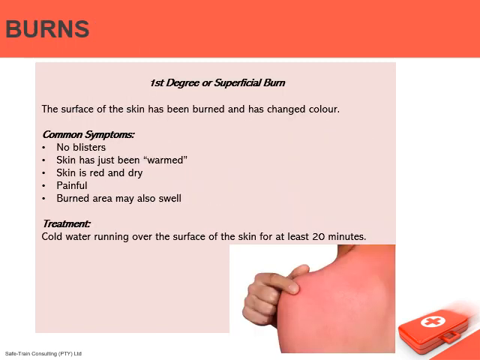Burns. Burns are classified in the seriousness, degrees, and types of burns. Degrees of burns. First degree or superficial burn. The surface of the skin has been burned and has changed color, for example, sunburns. This type of burn usually heals in 5 to 6 days, without any permanent scarring.